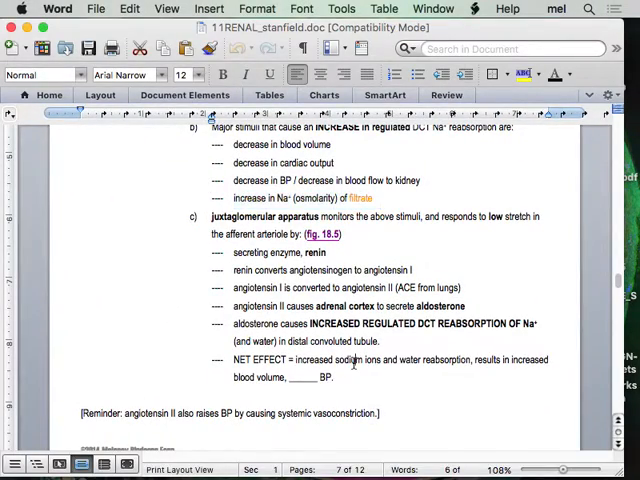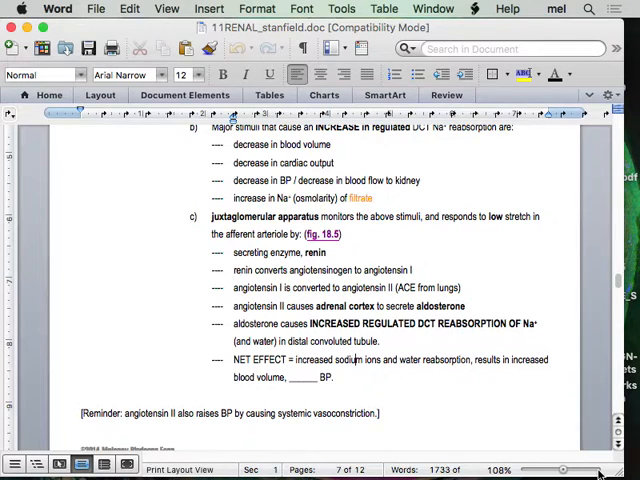So the net effect, guys, of the regulated DCT reabsorption of sodium is to increase sodium ion and potentially water reabsorption, and that results in an increase in blood volume and a what in blood pressure? Increase. So it's the story that you already know. Again, you know that aldosterone increases blood pressure, but this is putting together the details, right?